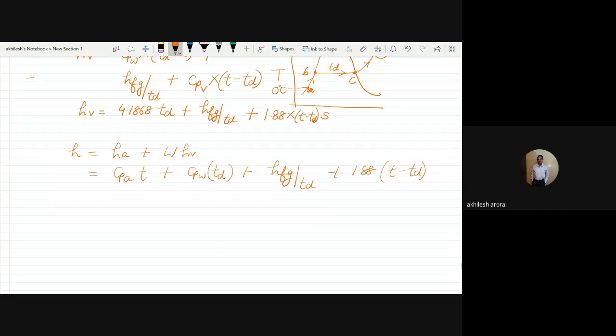Okay, so this is the value. But sometimes what we can do is we can simplify this expression a little bit more by assuming that, see here, this is the TS diagram. Once again I am drawing.